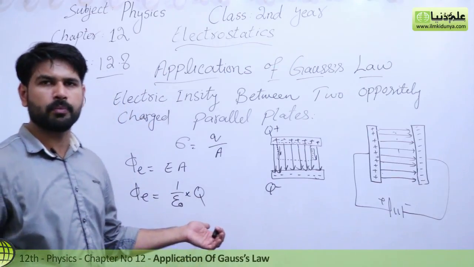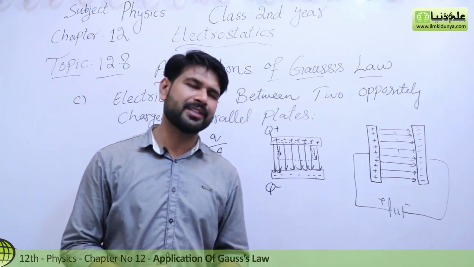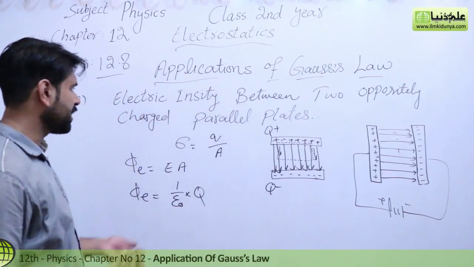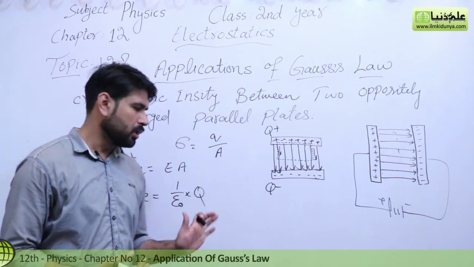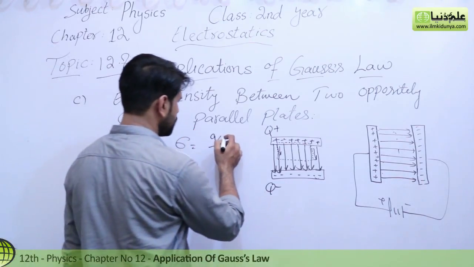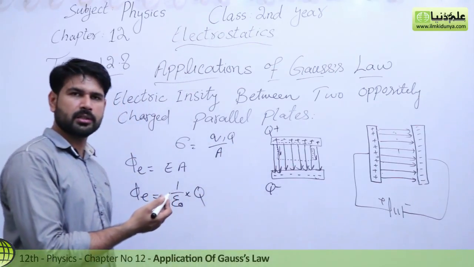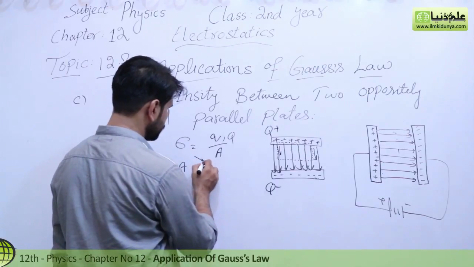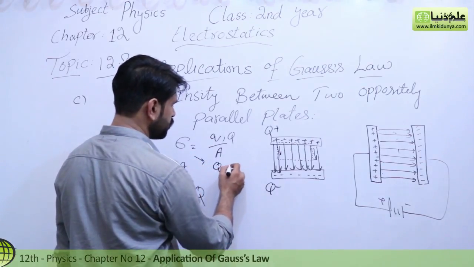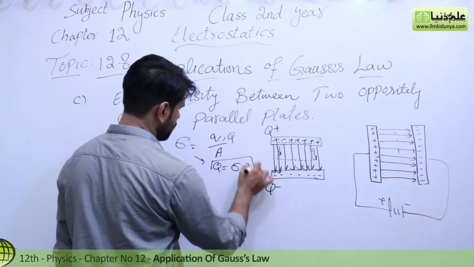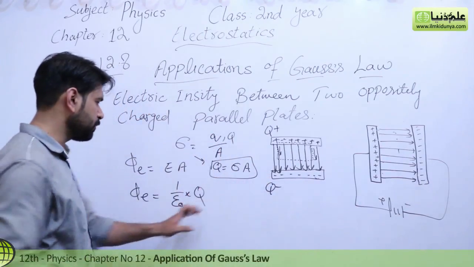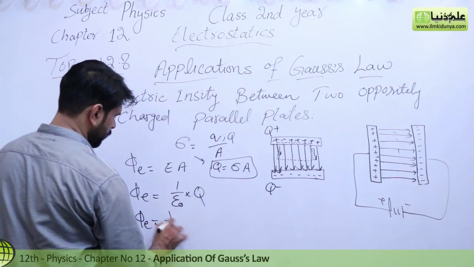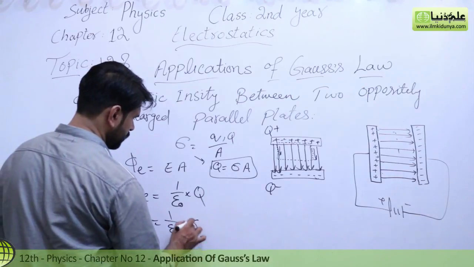You can write the charge as smaller q or capital Q, lower case or upper case. According to this, we can rearrange the formula. Q should be equal to sigma times A, using the surface charge density. So flux equals 1 over epsilon times sigma A.